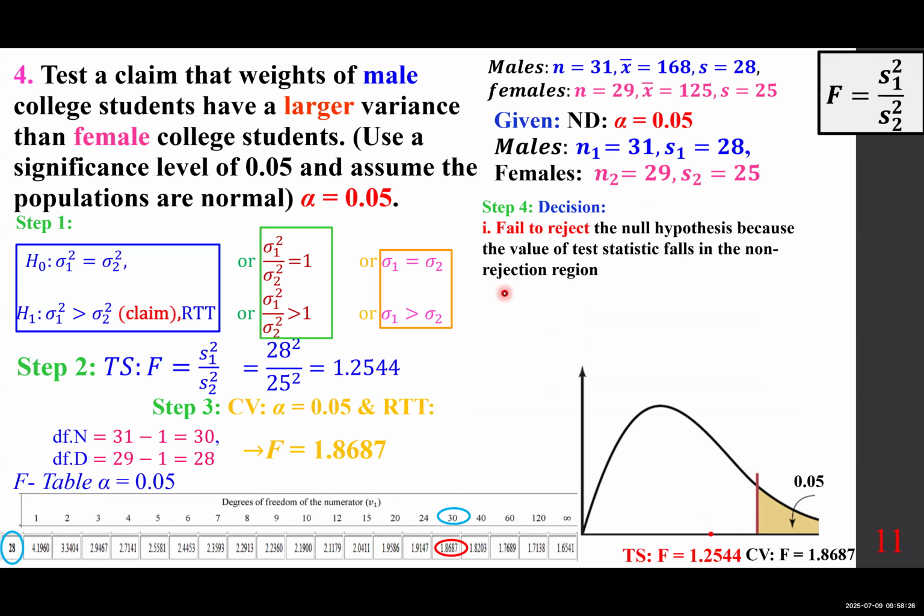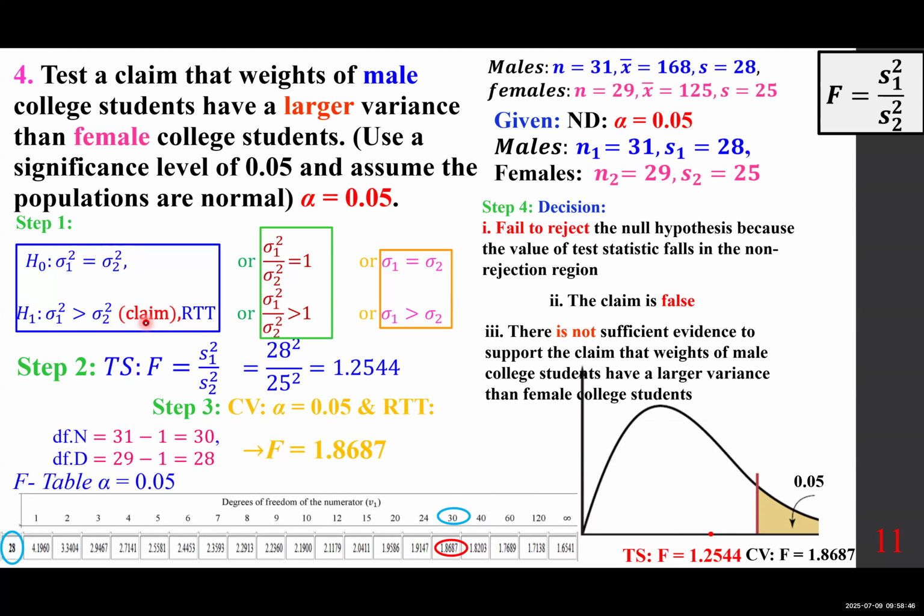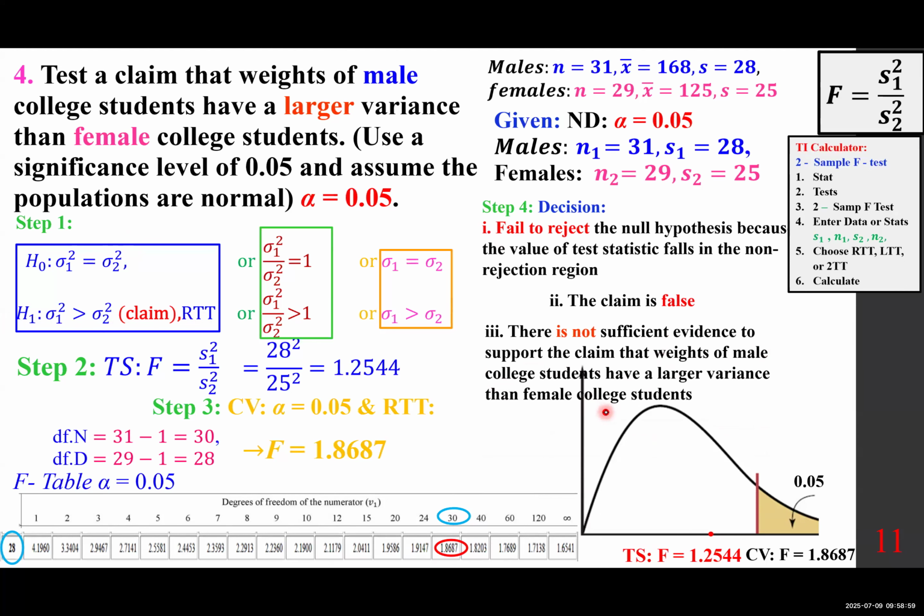So now we go back and we read this to make a decision. So fail to reject. If we are not rejecting the null hypothesis, what are we rejecting? H1, the alternative hypothesis, which means that we are rejecting the claim. The claim is false, and we rewrite: there is not sufficient evidence to support the claim that weights of male college students have a larger variance than female college students.